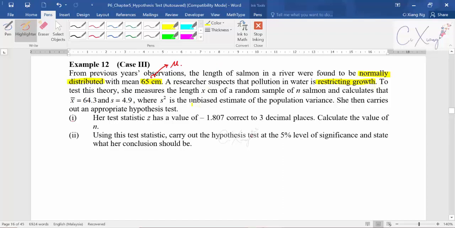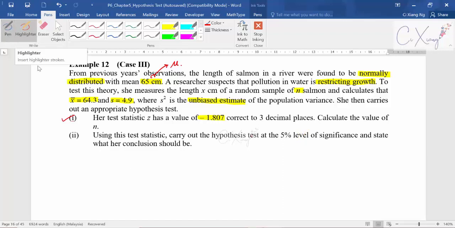Okay, so they've measured the length X in a random sample of n salmon, calculated, and you get this one, where S is the unbiased estimate of the population variance. So she then carries out an approximate hypothesis test. So these are the information given here. First of all, she tells you that the test statistic has a value of negative 1.807, correct to 3 decimal places. They want you to calculate the value of n.